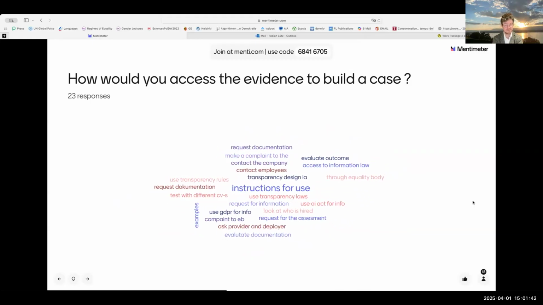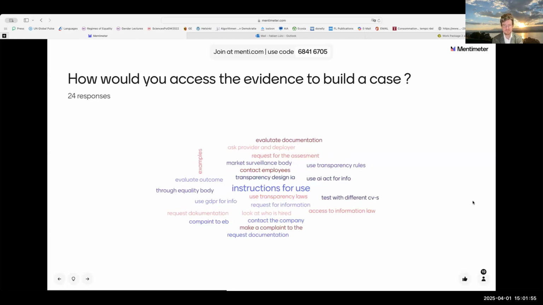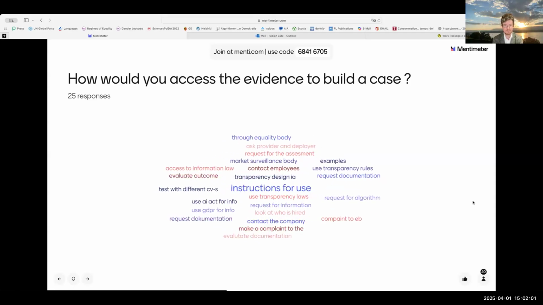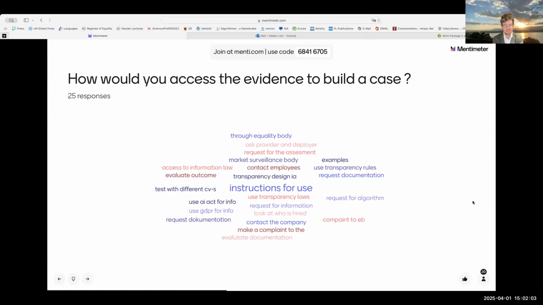For example, Belgium equality bodies have such a power where they do this kind of mystery shopping, where they test with different CVs whether that leads to discrimination or not. That also exists in other member states. Ask the provider and the deployer. There are many very good things. I think I'm seeing pretty much everything out there that I have been hoping for. These are typically the steps that you need to take.